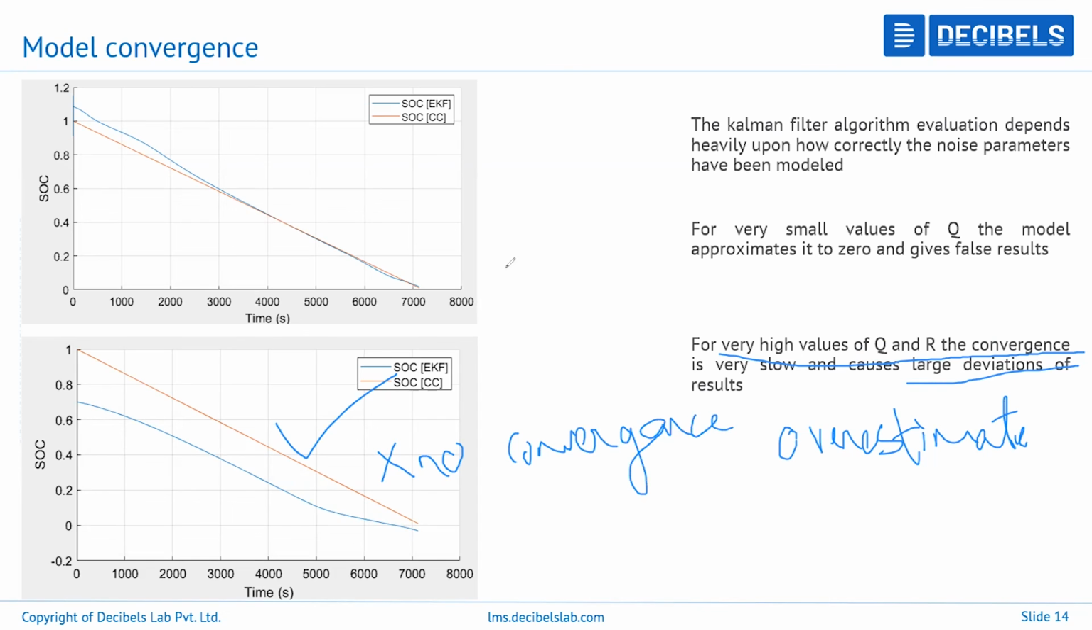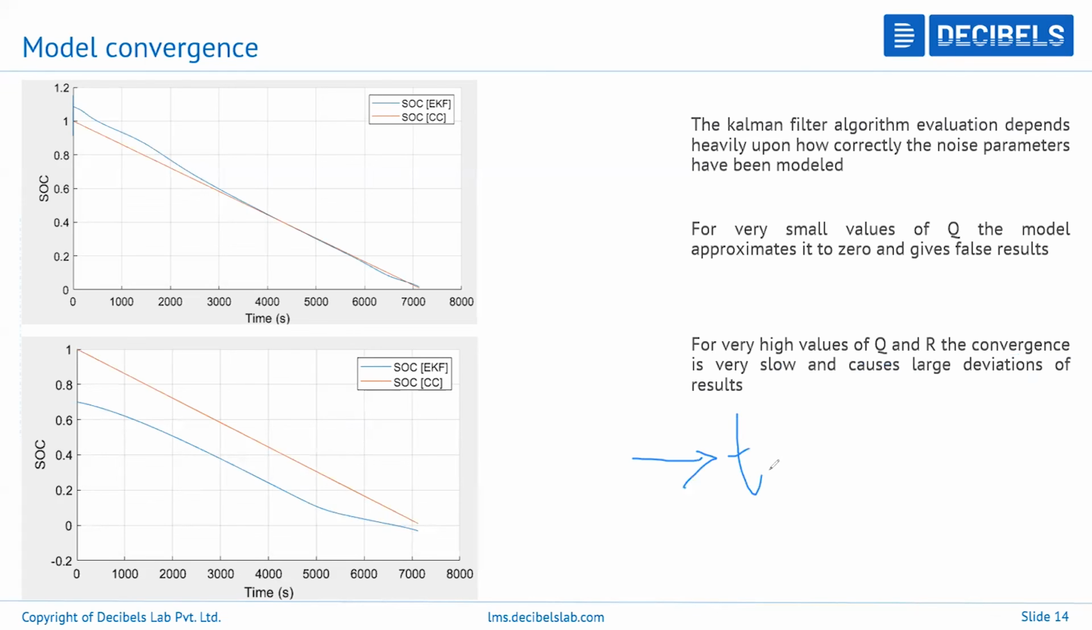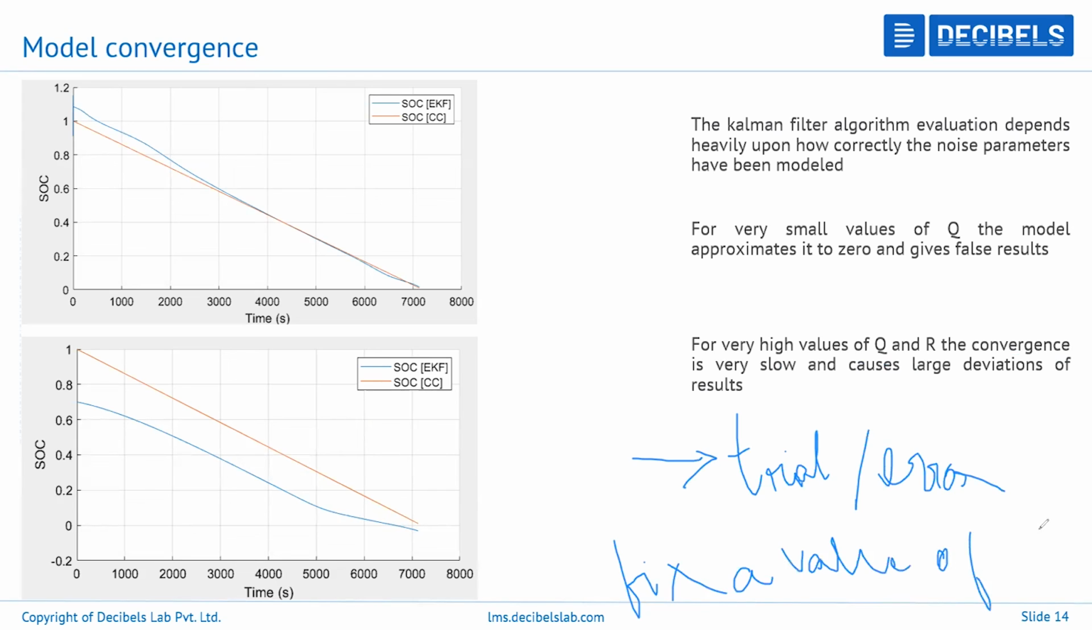So that is why one extremely important aspect is to choose very accurate values of Q and R. Okay, that is your process and measurement noise values, which usually is taken by trial and error method. One of the only possible ways in which you can estimate Q and R is by going through trial and error, where you would fix a certain value of Q, and continuously change R till such time the desired variation, or the desired error is achieved.